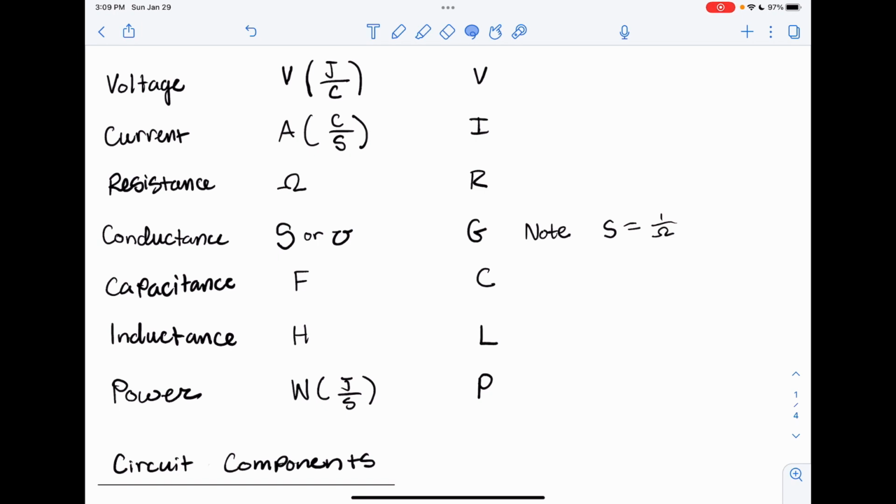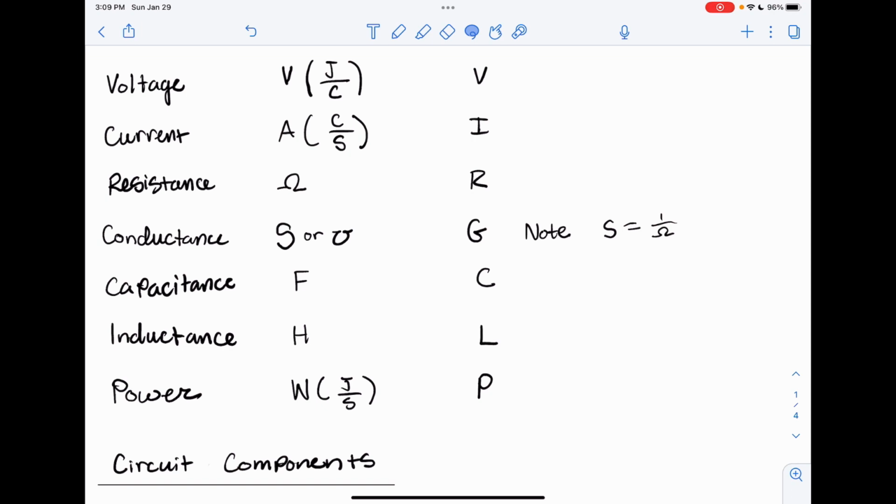Next up is current. Now, current is expressed in amperes, or as we call it, amps, and this is derived from charges per second, or coulombs per second, and the letter we use to denote that in a circuit diagram is I, capital I. And next up, resistance, expressed in ohms, and also denoted by a capital R on circuit diagrams.